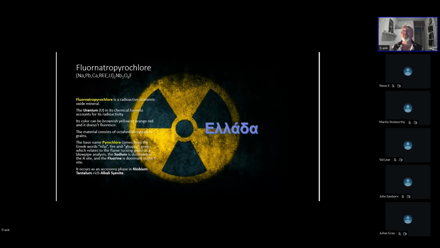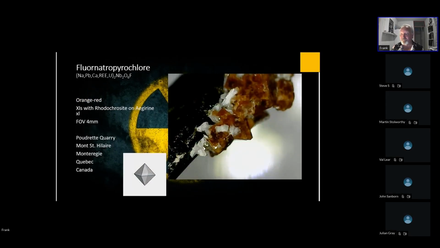Okay, fluorcalciopyrochlore. Fluorcalciopyrochlore is not one mineral you commonly expect to be radioactive, but it is. It's an isometric oxide mineral, and the color can be brownish, yellow, or orange-red, and it doesn't fluoresce, unfortunately. The material consists of octahedral crystals or grains. The base name pyrochlore comes from the Greek words pyro, which means fire, and chloros, which means green, which relates to the flame turning green in a blowpipe analysis.